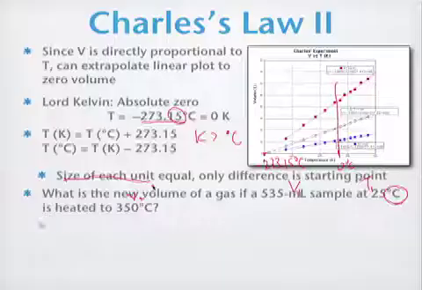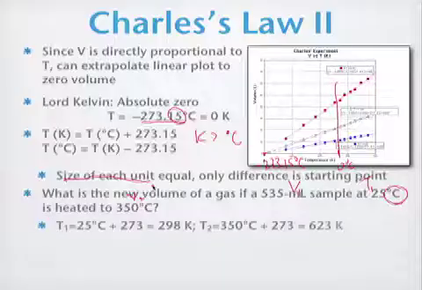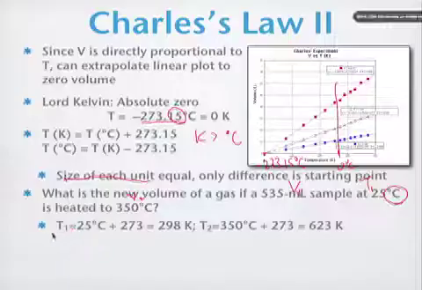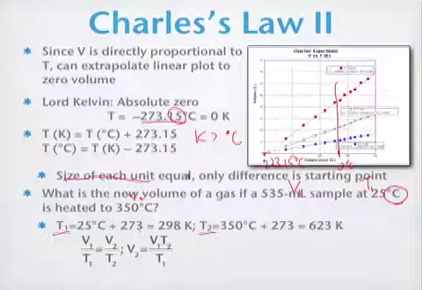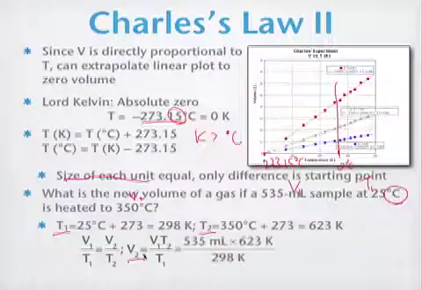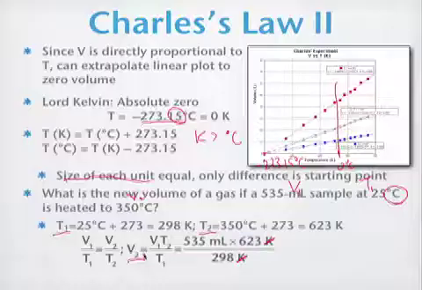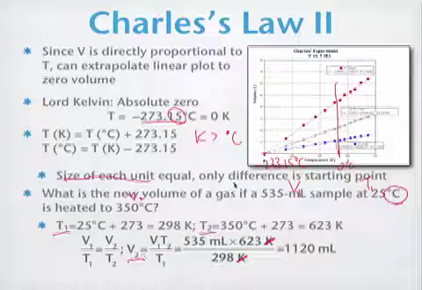Okay, so you're back. So here is the first thing you always have to do: set up the conversion of the temperatures into Kelvin. And then we can go ahead and set up our equation. We know that V1 over T1 equals V2 over T2. Rearrange this to solve for V2. Plug in the numbers. Cross off the Kelvin that cancel. And we're going to be left with 1120 milliliters.